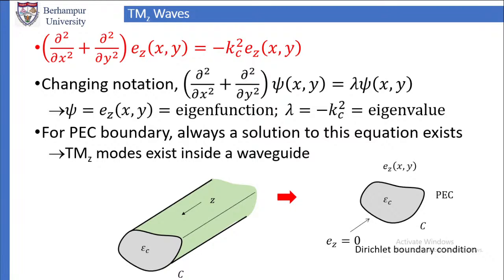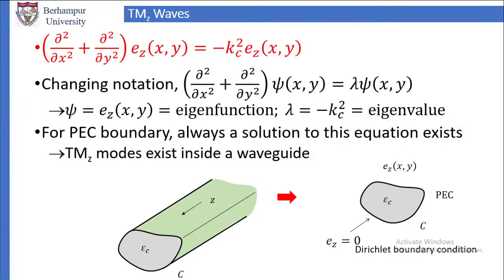Again, change the notation as in the previous case. Here, Ez should be equal to psi(x,y), and minus k_c squared will be equal to lambda. So, minus k_c squared equal to lambda is the eigenvalue, and Ez equal to psi is the eigenfunction.